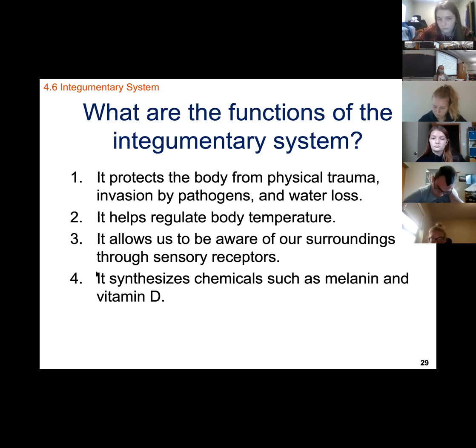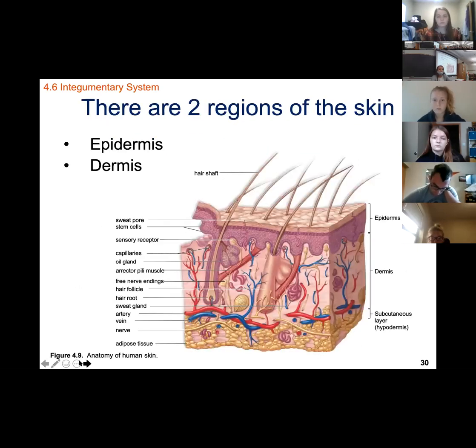And then it also synthesizes chemicals such as melanin and vitamin D. Okay, when you think of vitamin D, it's important. It's what you get when the sun gives us vitamin D, and our skin helps synthesize that chemical for our body to use it. Being out in the sun is important for a lot of things, but a main thing is that it helps affect your mood. So if you've ever been having a bad day, go outside, get some vitamin D. It'll help raise your serotonin levels a little bit and help you have a little bit better day. It's always good to get some fresh air. Vitamin D is from the sun.